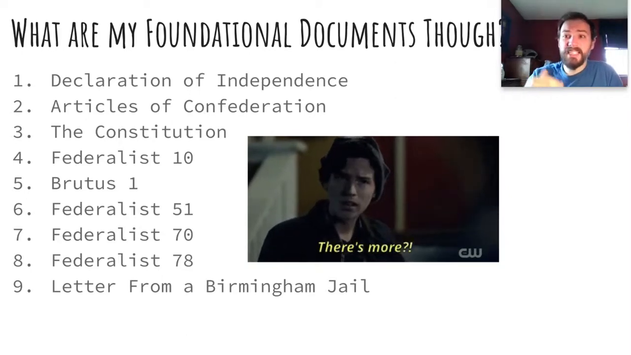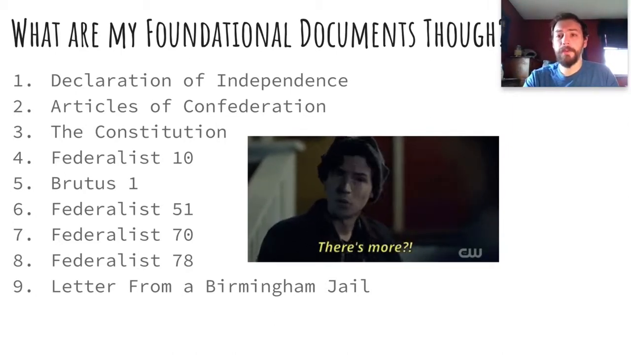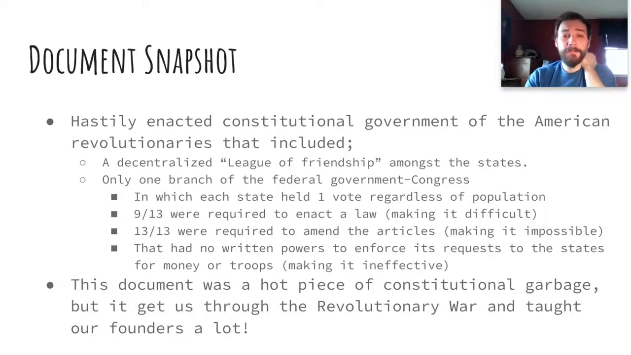Okay, it's easy to overlook this one, so I want to take some time to go through it and make sure that we're all squared away. So without further ado, let's get into the Articles of Confederation. First and foremost, this is a hastily enacted centralized government. It's our first constitutional form of government. The Articles of Confederation are a constitution. They're just not what we consider the Constitution.